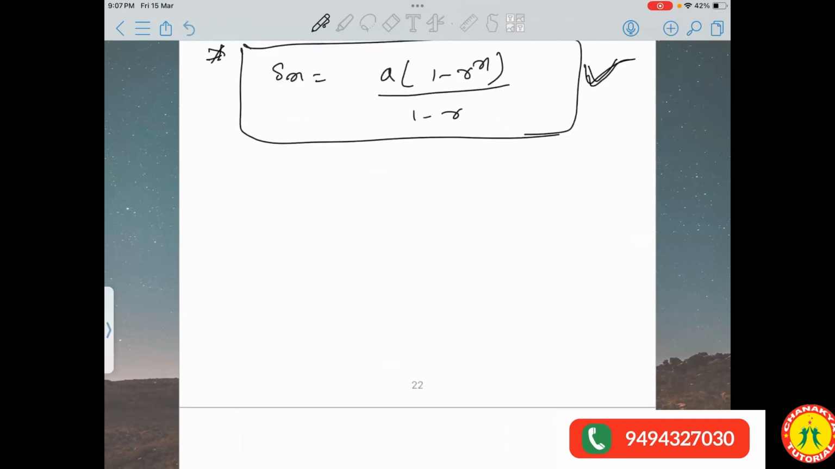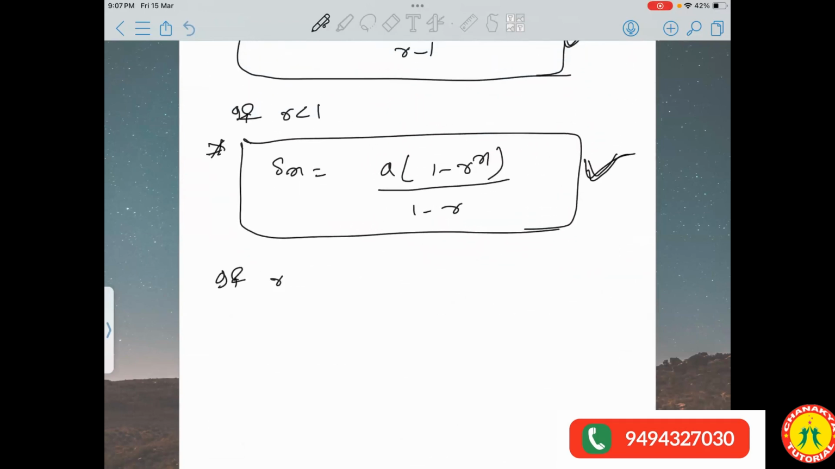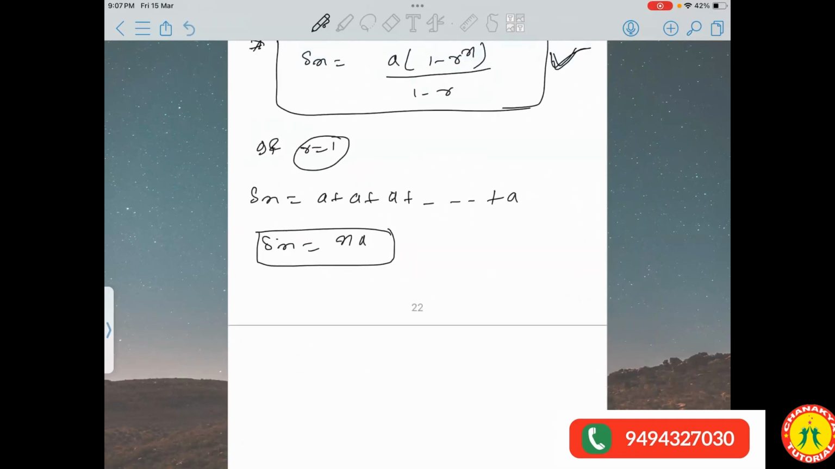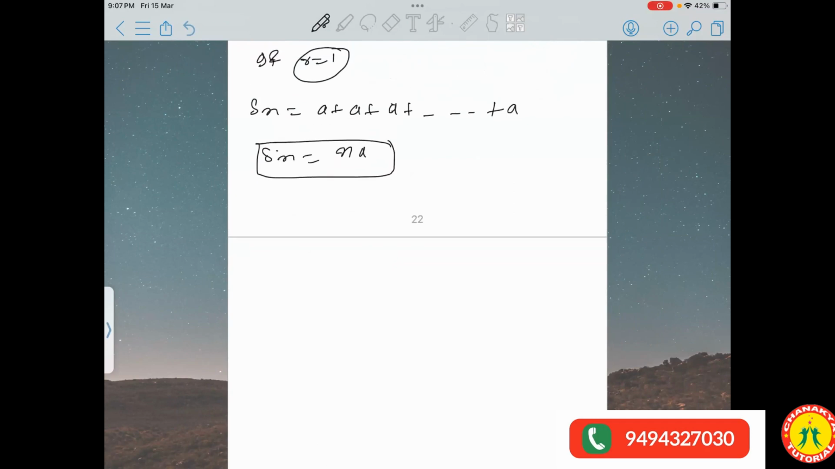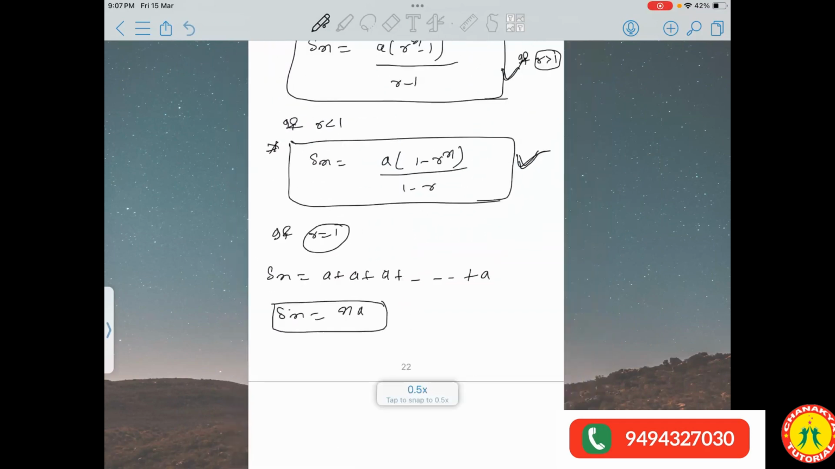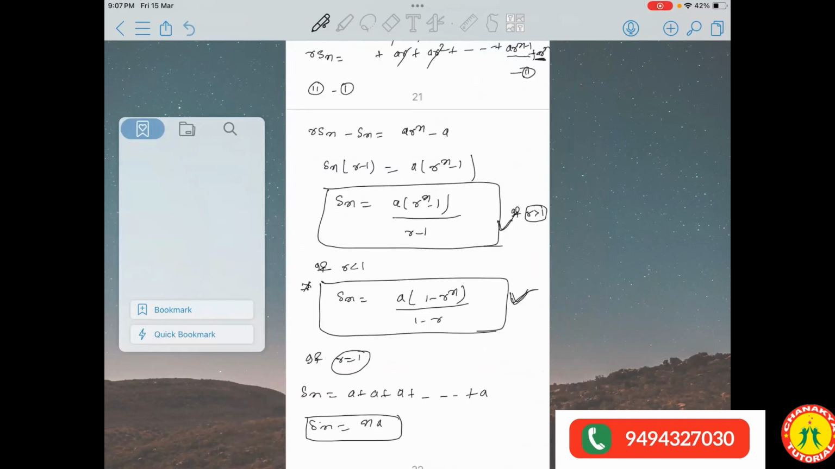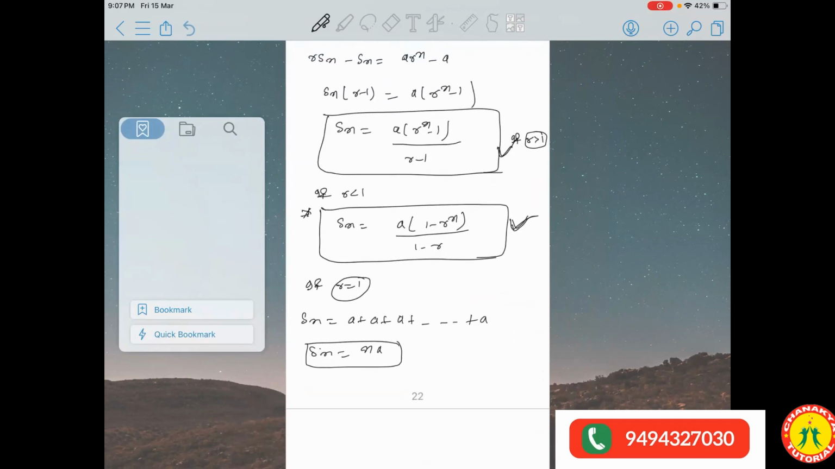So if r is equal to 1, then Sn is basically a plus a plus a, like that up to the nth term. So Sn is basically na. If r is equal to 1, then Sn is n times a, where a is the first term. Clear? Everything is clear? Any doubt?